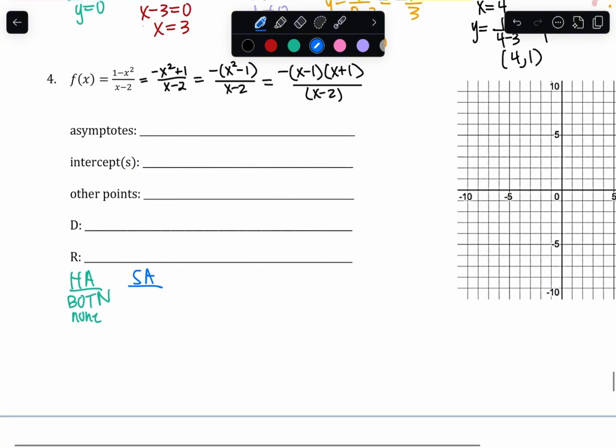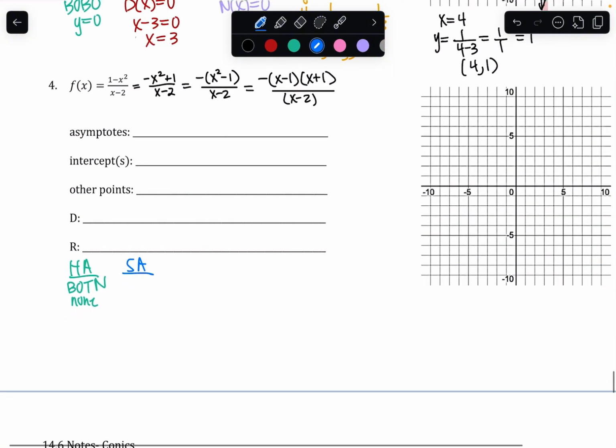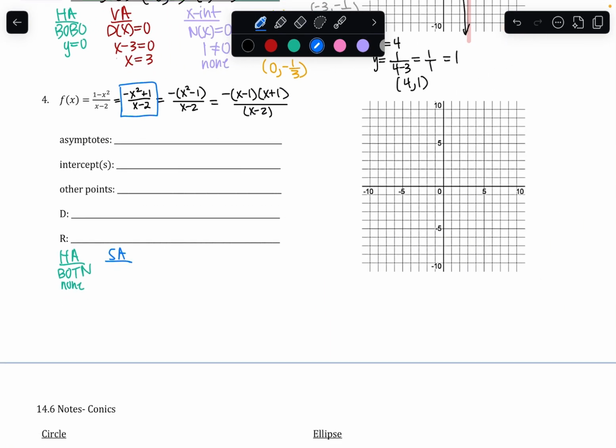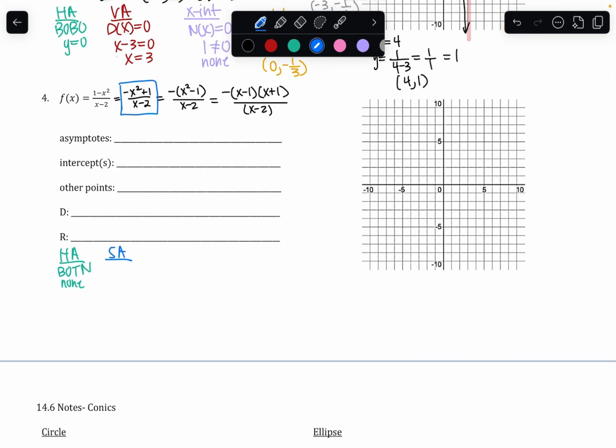And so to find the slant asymptote, we use long division, and we go ahead and use the unfactored form to set that up. And so our dividend is negative x squared plus, we're missing an x term, and then we are dividing by x minus 2.